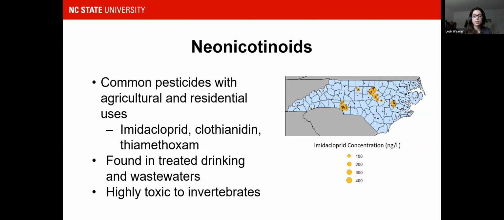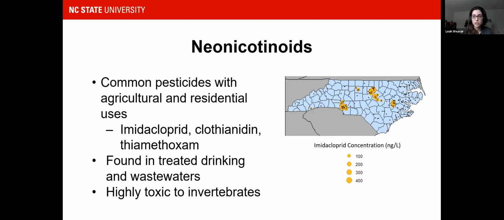Now, imidacloprid specifically is a residential compound. You can see in this map where imidacloprid has been tested in surface waters that it is especially prevalent in urban areas. But I have not been able to find evidence or data collected for clothianidin and thiamethoxam. So it's probably there because these compounds are so widely used, but it has not been tested for.